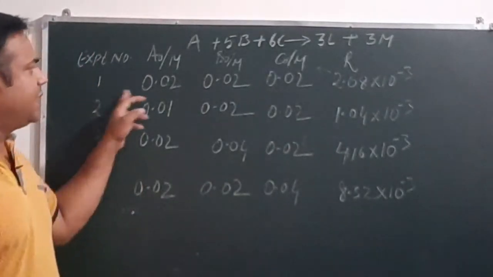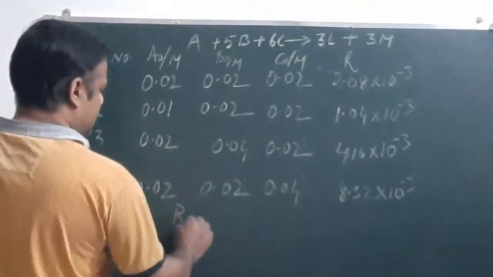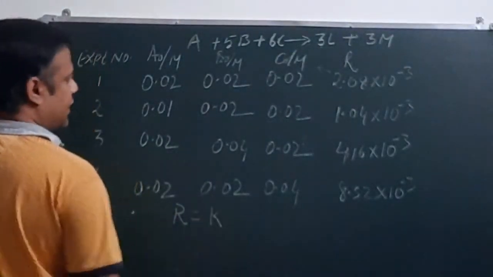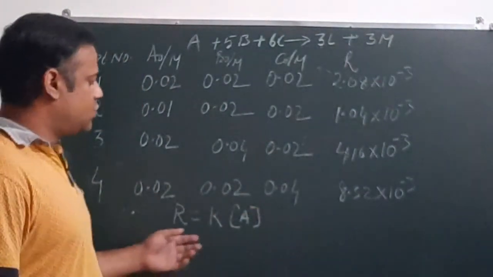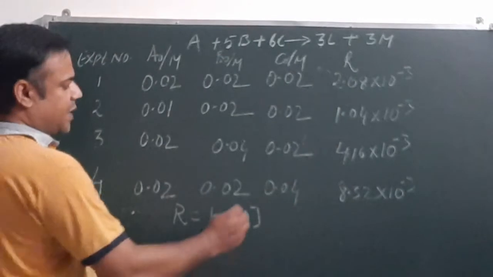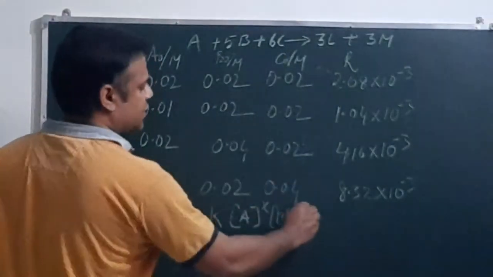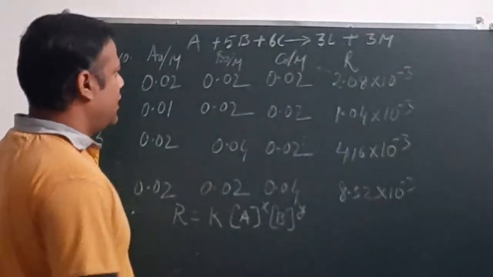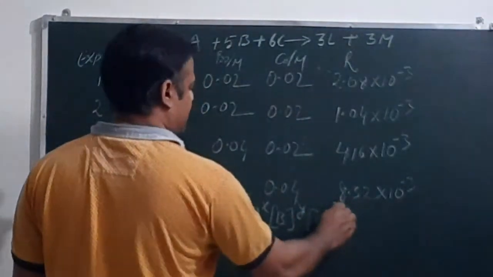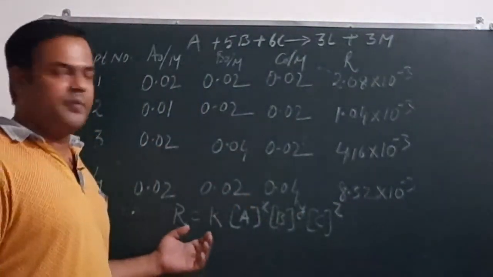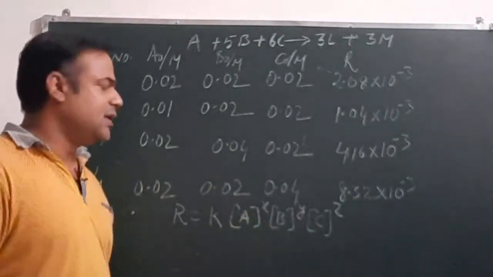So first we will write the rate expression for the first experiment. We write R equals K, A to the power X, where X is the order with respect to A, B to the power Y, the order with respect to B being Y, and C, and let's suppose the order with respect to C is Z. So we write the rate expression R equals K, A to the power X, B to the power Y, and C to the power Z.